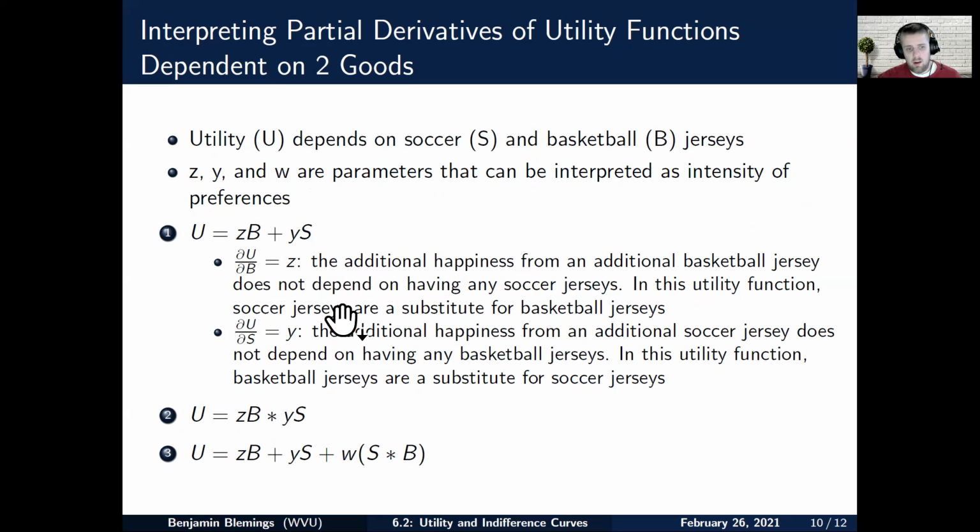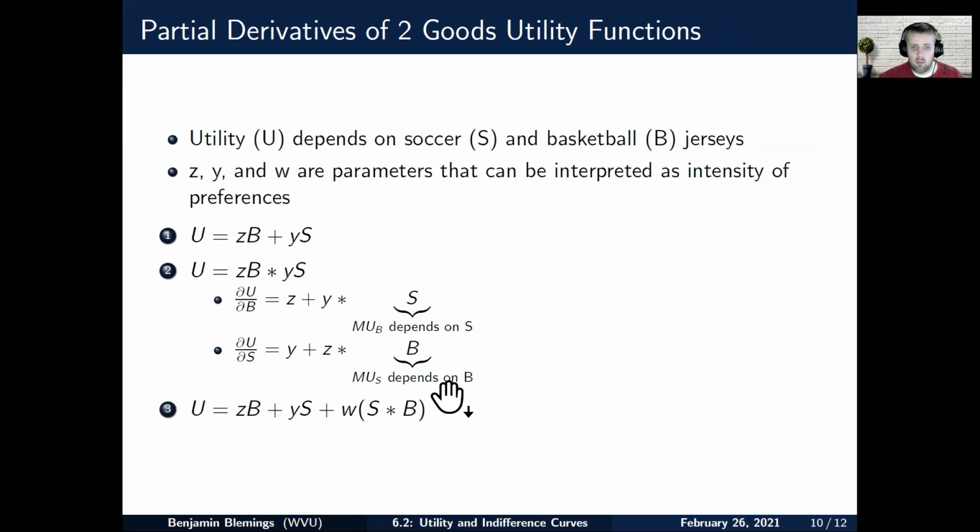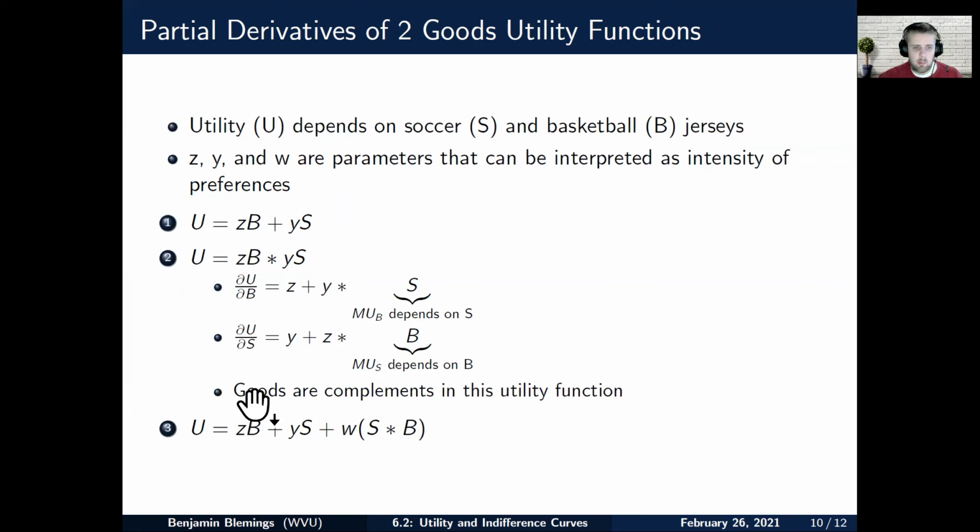Now, what if we have a function like number two? Well, we can see that the derivative of utility, or the marginal utility with respect to basketball jerseys, depends on our intensity of preferences for basketball jerseys plus our intensity of preferences for soccer jerseys times the number of soccer jerseys we have. So the utility we get from an additional basketball jersey depends also on the number of soccer jerseys we have, and likewise. And so we can say that these are complements.